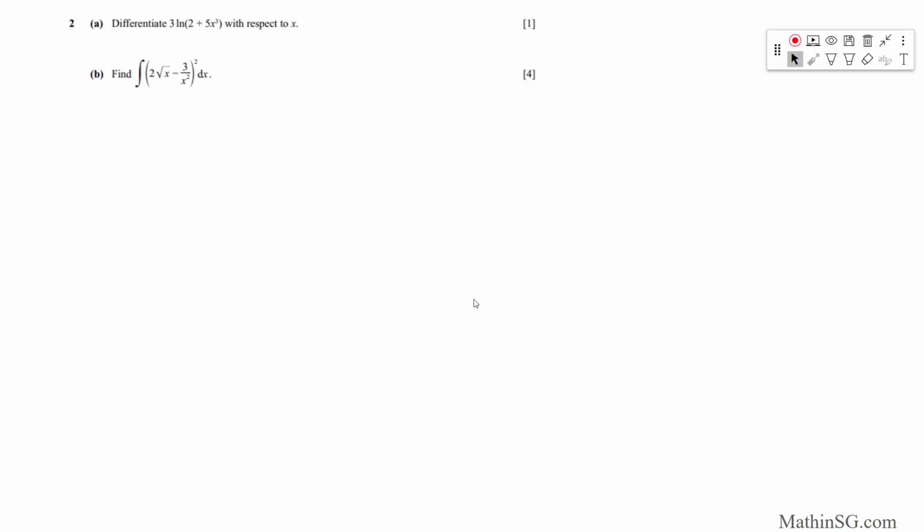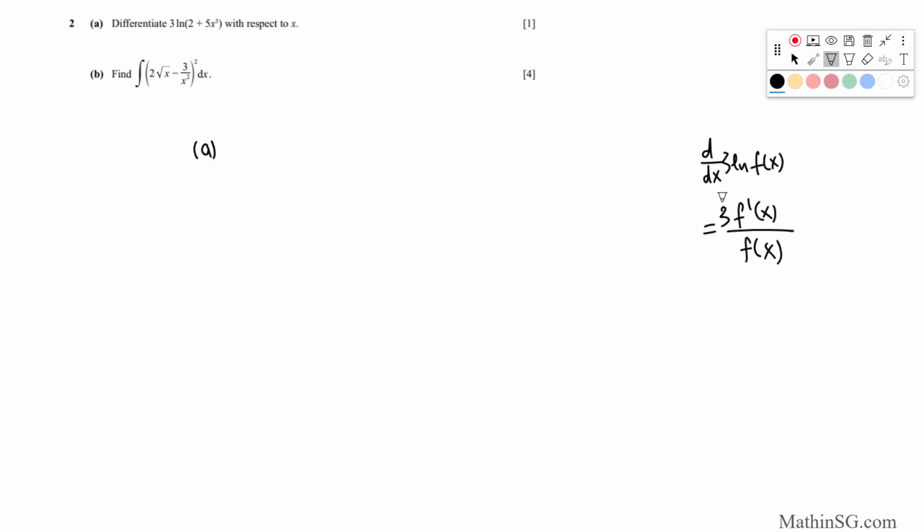With that, let's move on to question 2. So question 2 is a differentiation and integration question. So in the first part, you're asked to differentiate this with respect to x. Okay, so it's a ln. So whenever you differentiate ln f(x), what do you get? You get f prime x, which is the differentiation of f(x), over f(x), right? If you have a 3 in front, you just need to times the constant here.